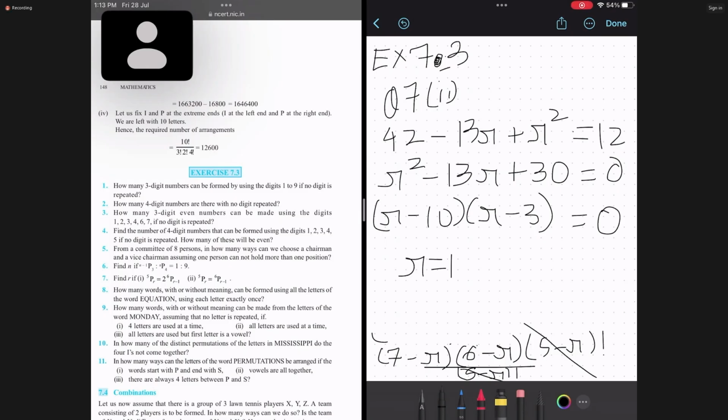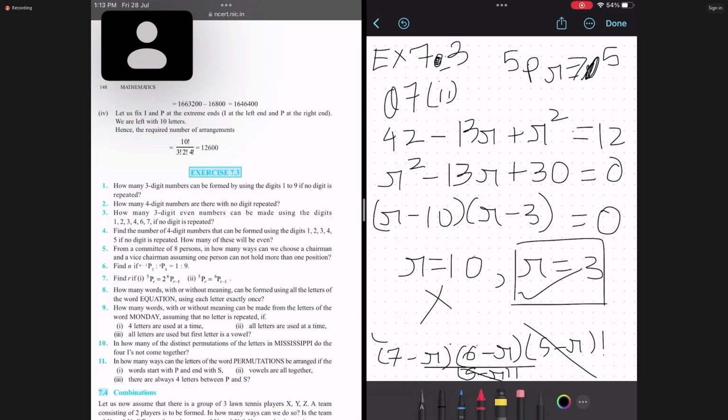So we have r equals 10 or r equals 3, but we are going to reject one answer. We are going to reject 10 because we cannot have r being greater than n in the permutation. So we have 5Pr, which is given to us in the question. r cannot assume a value that is greater than 5, right? So r equal to 10 is rejected. r equal to 3 is our final answer. Correct. Moving on.